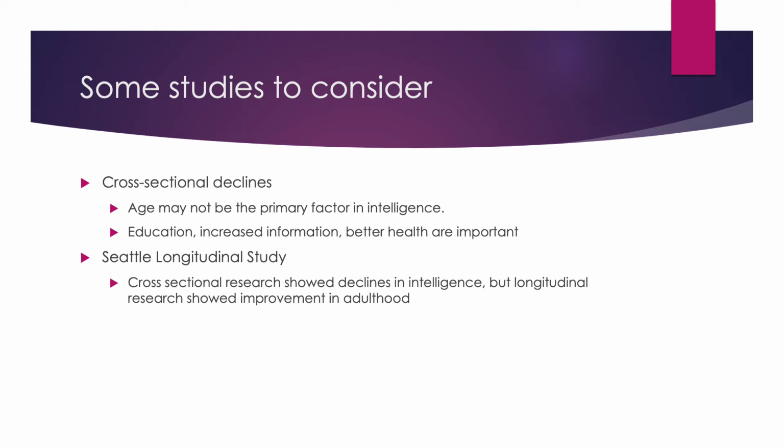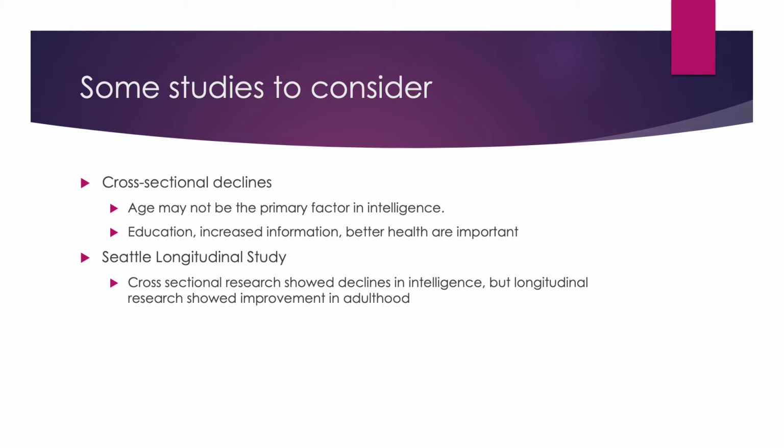The other study was a Seattle longitudinal study, and this is an interesting study because the researcher added participants over time, and he added a new group every 7 years. And what you will see in your textbook is two graphs, one of women and one of men in 5 different areas. The 5 different areas are numbers, spatial orientation, word fluency, inductive reasoning, and verbal meaning. The cross-sectional research showed declines in intelligence, but longitudinal research showed some improvement in adulthood.